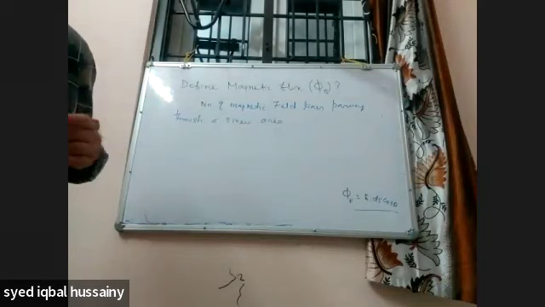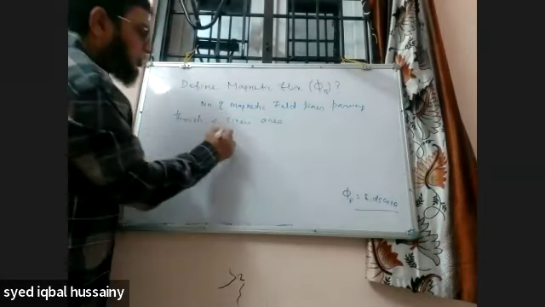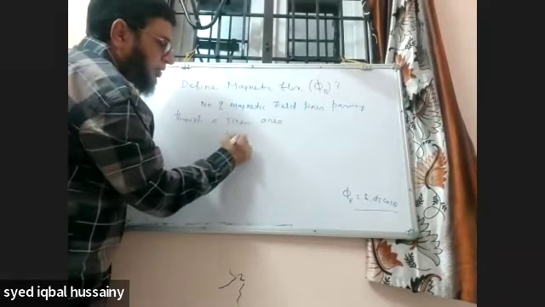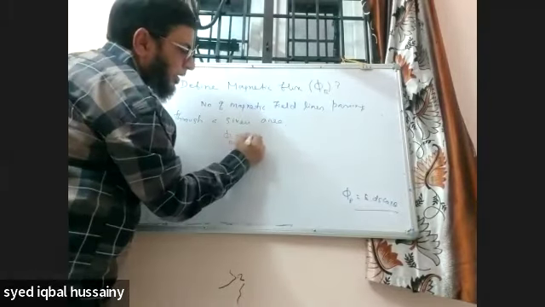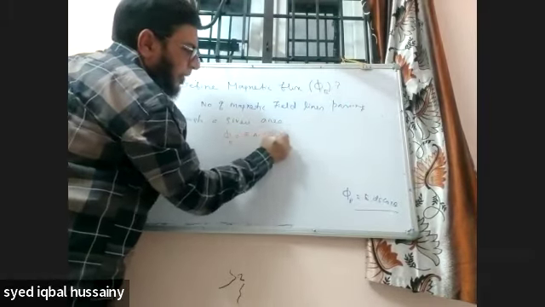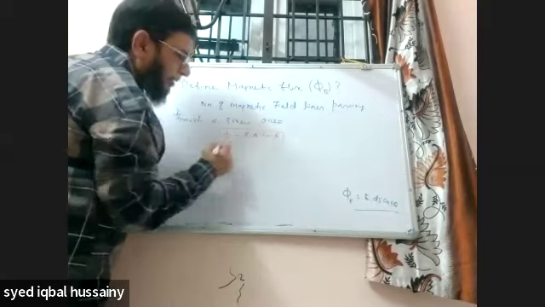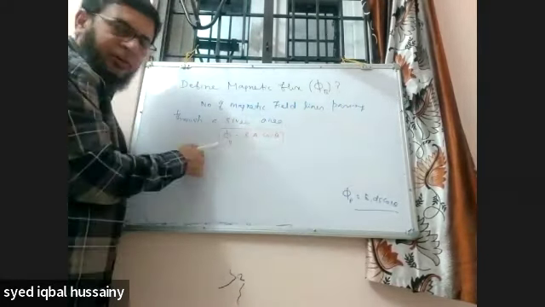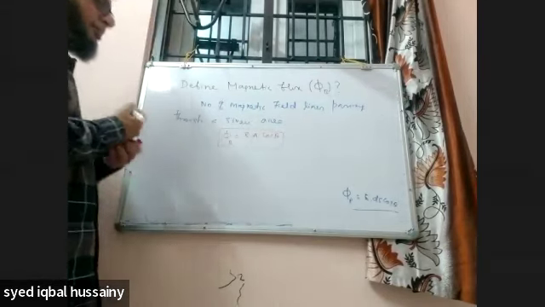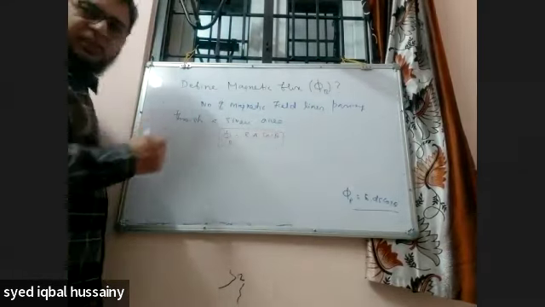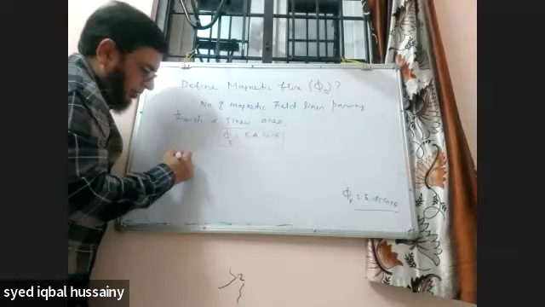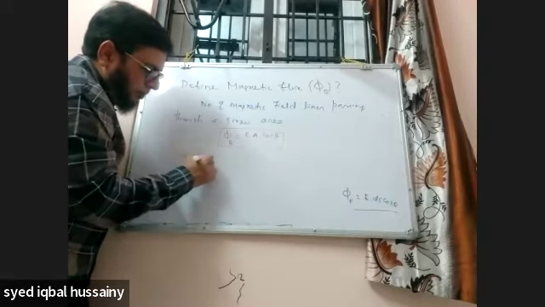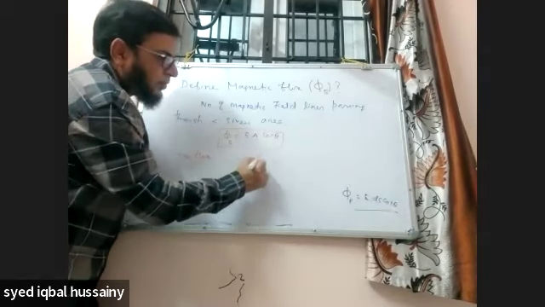Fantastic. See how beautifully you are saying it. I didn't say anything. So phi B is equal to B A cos theta. So this is the formula. Phi B equal to B A cos theta. So this is called positive flux, negative flux.